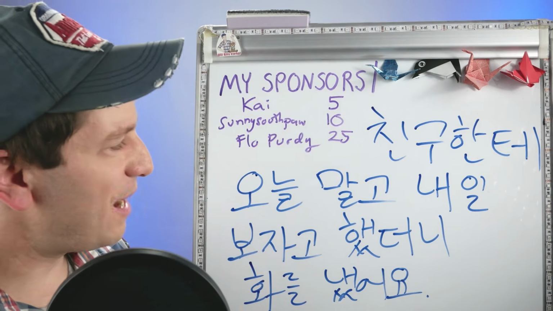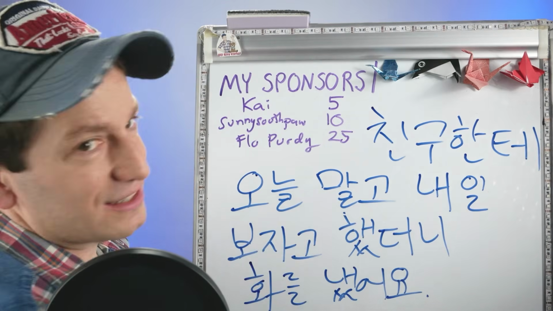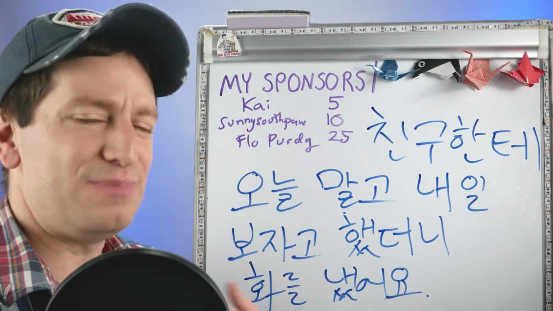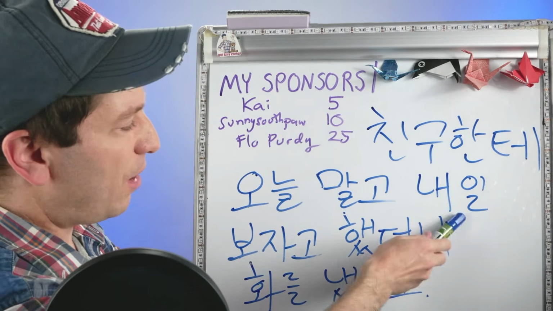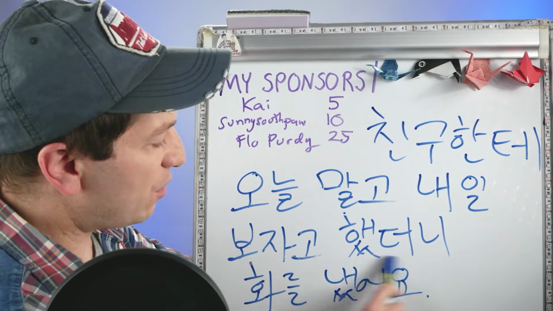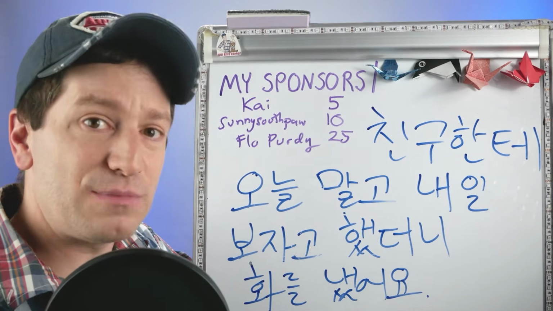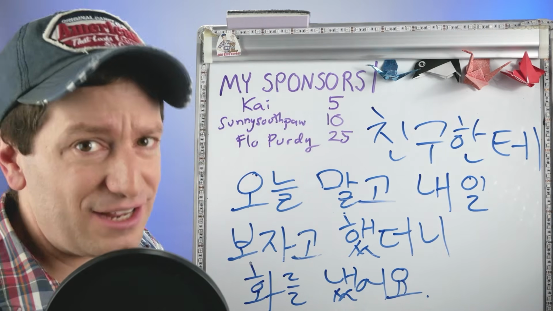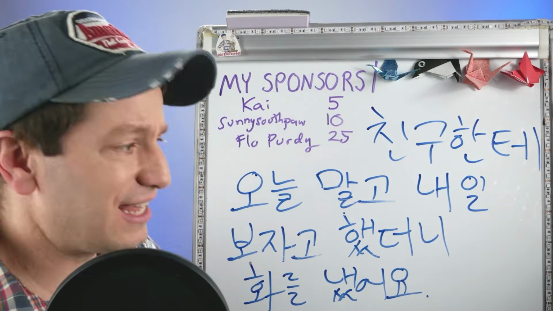친구한테. So to my friend, 오늘 말고. So not today, but 내일, tomorrow. 보자고. 보다 is to see, but it's also how you can say to meet someone, like meet up with. Let's see each other, basically, let's meet. Tomorrow, not today. 했더니. So this is 말했더니. 보자고 했더니. So I told my friend, let's meet tomorrow, not today, or let's meet tomorrow instead of today. 화를 냈어요. So 화를 내다 is to get angry. So they got mad. So I told my friend, let's meet tomorrow instead of today, and they got mad at me.